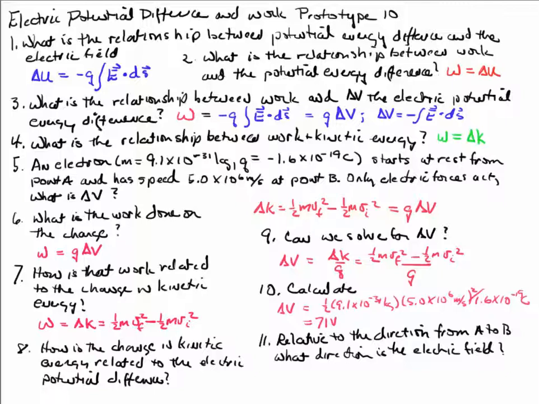And the final question, relative to the direction from A to B, what direction is the electric field? Does it point from A to B, or does it point from B to A? And of course, we find that it points from B to A. End of problem.